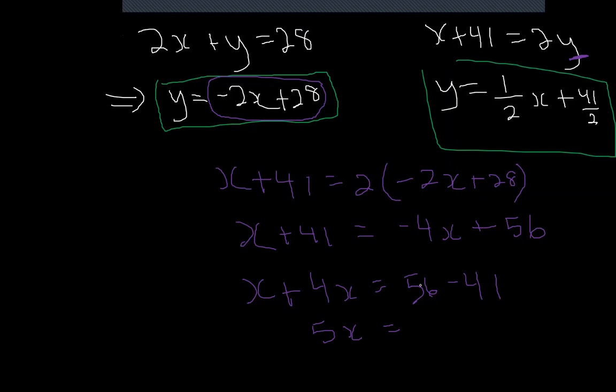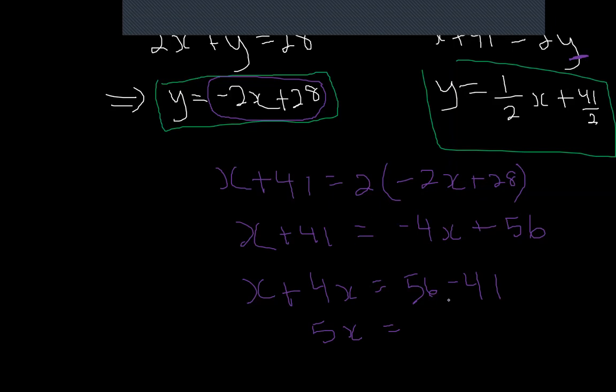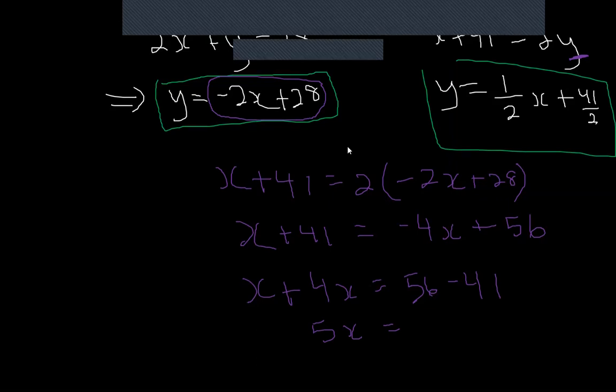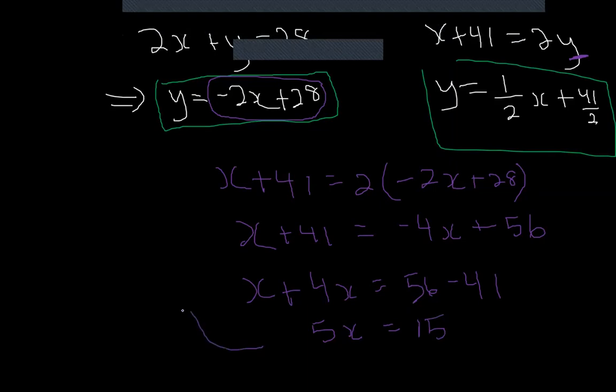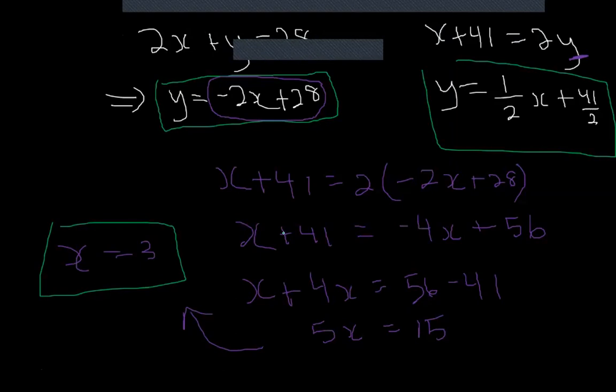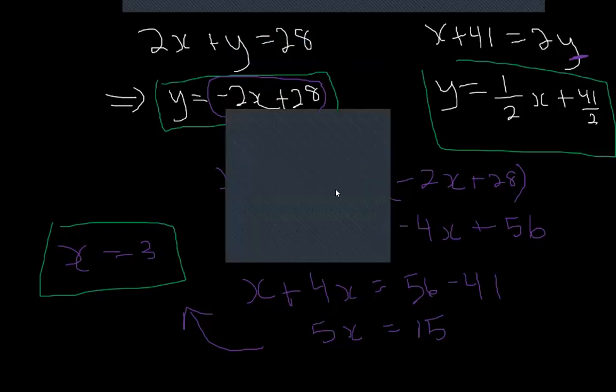And just continue, the others would fall in. So 56 minus 41 is 15. So that means that x, looking up here, that means that x is equal to, anybody got this? X is equal to 3. Yes. Nice. Good job.